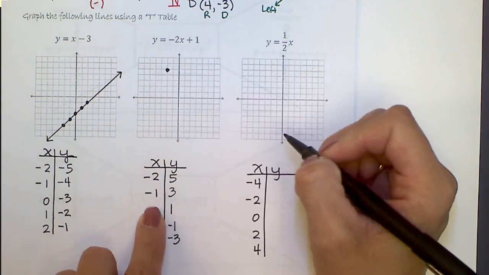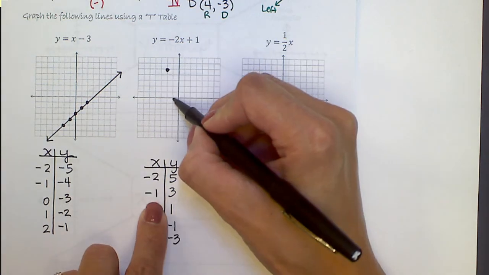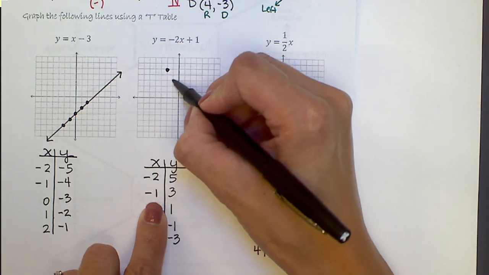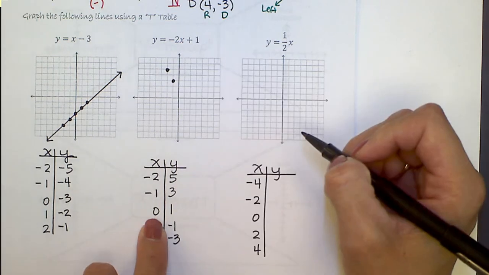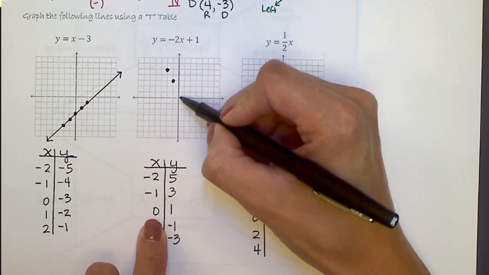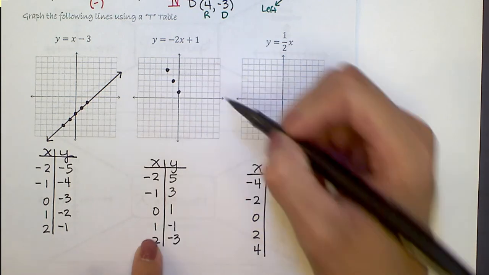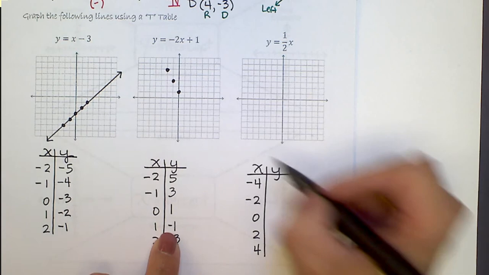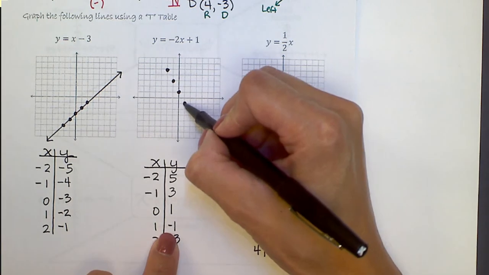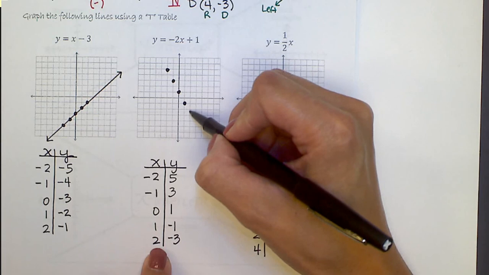This time I'm going to go left 1, but only go up 3. 1, 2, 3. This time at 0, remember x is 0, so stay right here at the origin, but go up 1. Now we're going to go to the right 1 and down 1, then right 2, down 3.